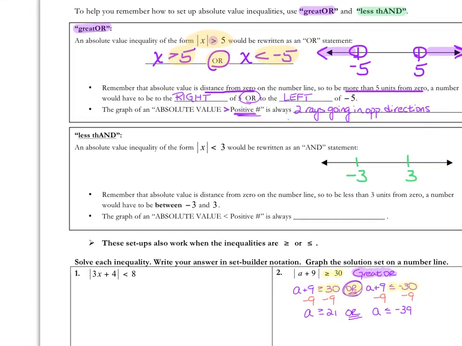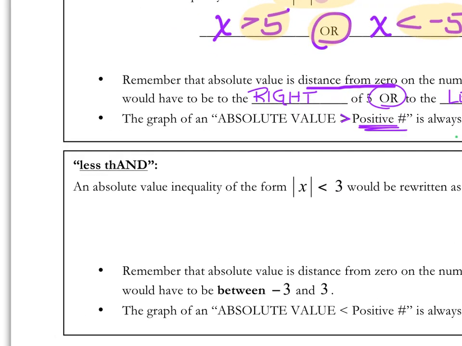Okay, next we're going to talk about the less than absolute value inequalities. So I want you to think of the phrase less than. Okay, less than. So when you have an absolute value with a less than symbol, with a less than a positive number, the way that it gets rewritten is it's saying x is stuck in between -3 and +3.